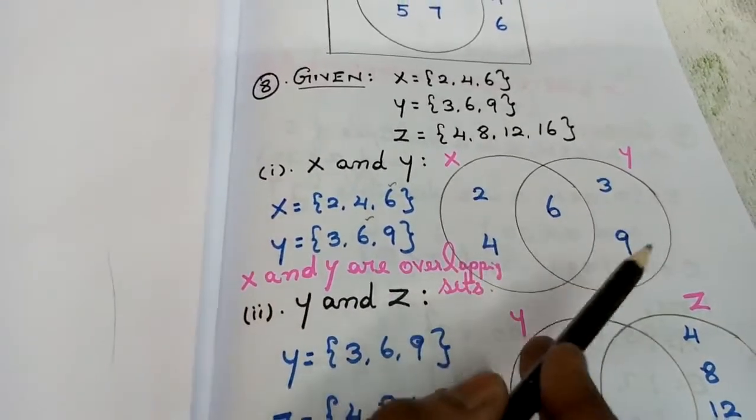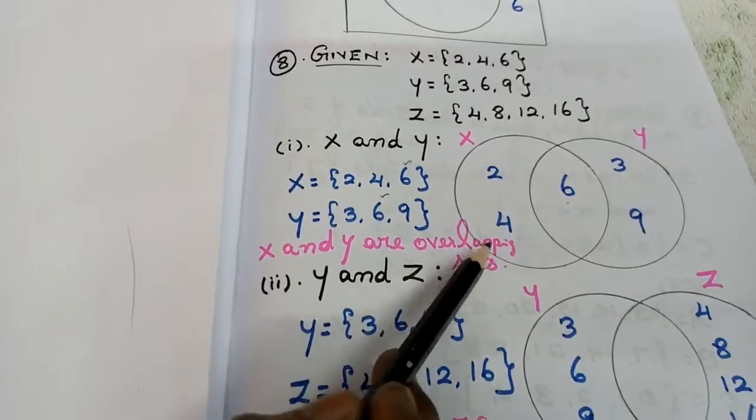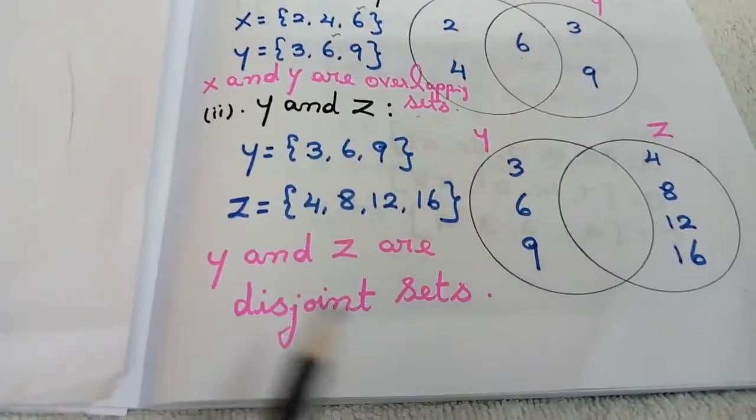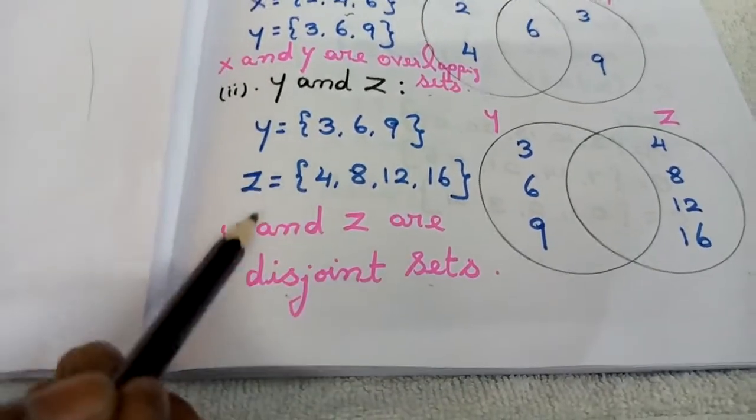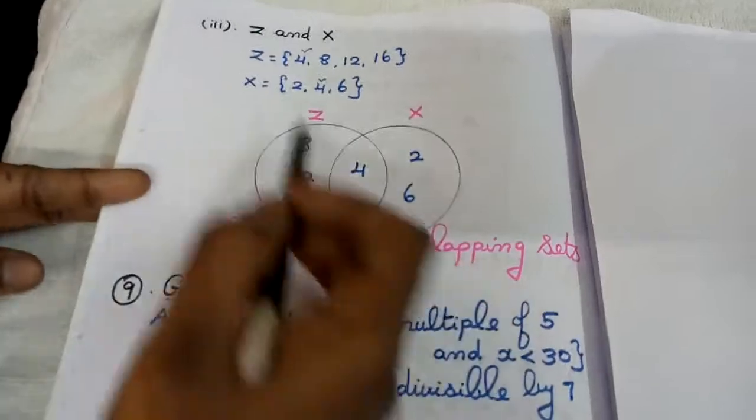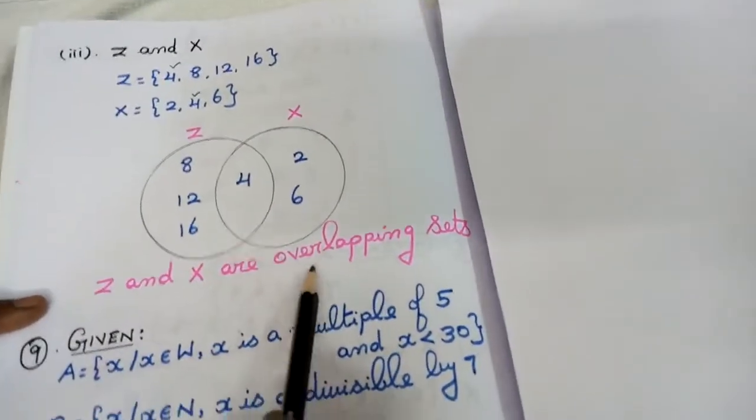While I am drawing, if I am going to get a common value here, I can say it is an overlapping set. If I am not going to get a common value, it is called a disjoint set. So that is the concept. You are going to try the 8th sum. Similarly, Z and X also you are going to check. If there is a common element, it is called an overlapping set.